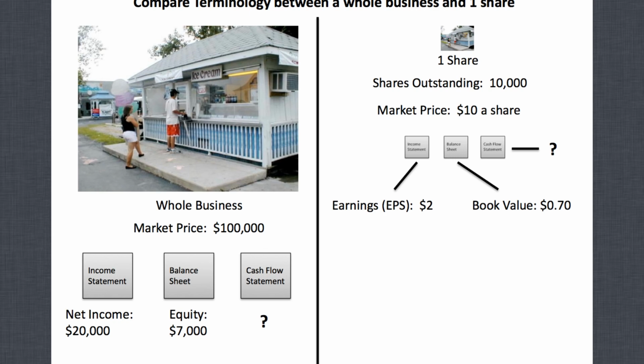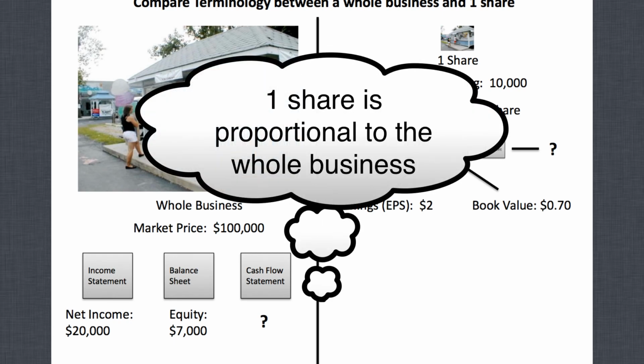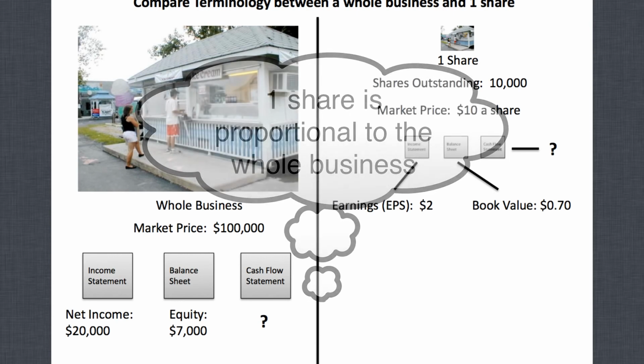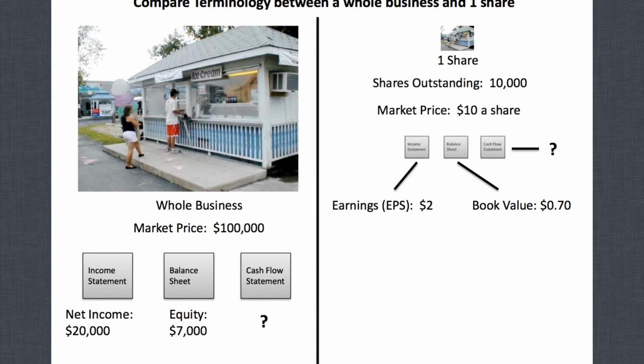Then for the balance sheet, we saw on the whole business it was $7,000 for the equity. When you go to a per share basis, that isn't called equity anymore, it's called book value. I don't know why they really changed the terminology. It's probably so you know that when a person says the book value is $2, they're talking per share as opposed to the entire business. But it doesn't matter if you're talking the whole business or one share, it's all proportional because every single term is being divided by the shares outstanding, which is 10,000. So the book value for this one share is 70 cents. Let's go to the next slide here and see where this takes us.